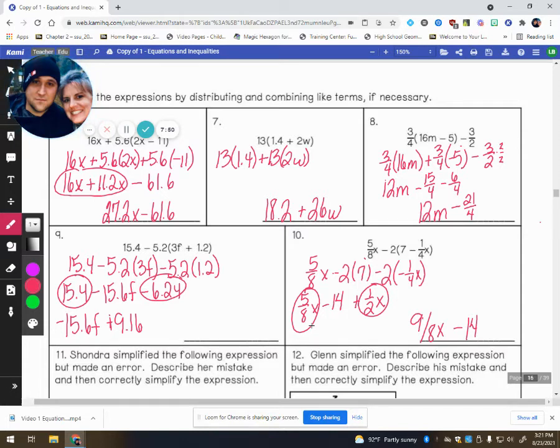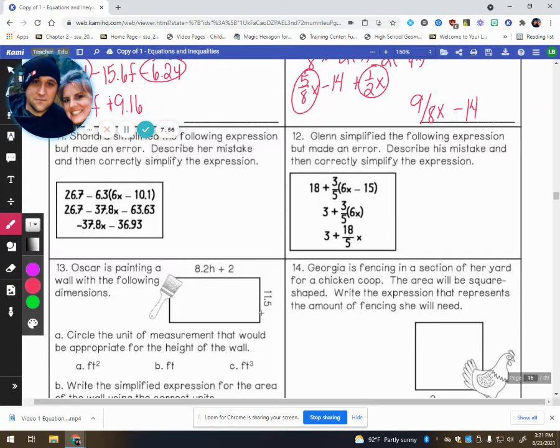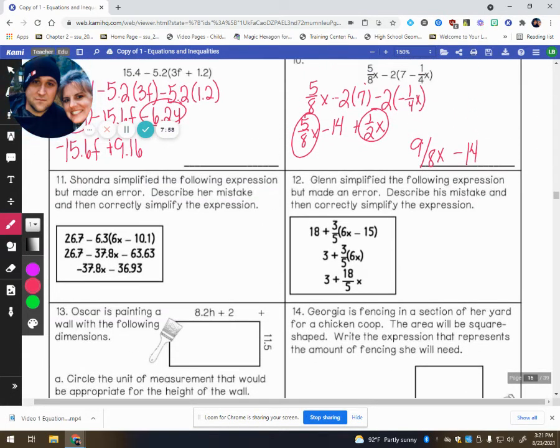We've got the next two, number 11 and number 12. Number 11 says that Chandra simplified the following expressions but made an error. Describe her mistake and correctly simplify the expression. So this is another one of those error analysis problems that I love so much, because it's not only showing that you know how to do the problem, it's showing that you can quickly identify mistakes that other people have made. And that is important in learning mathematics. So let's look at it here.